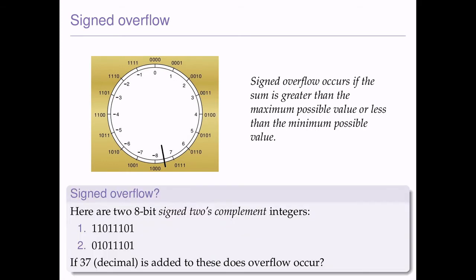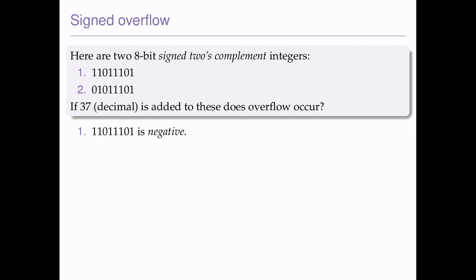So here, let's have a look at our example from last time where we have two 8-bit numbers. This time they're signed numbers. If we add 37 to these, does overflow occur? Well, let's see. First things first, if we look at number 1, we can see that that's a negative number because the leftmost bit is set, and that's the sign bit. So we have a negative number on our hands.